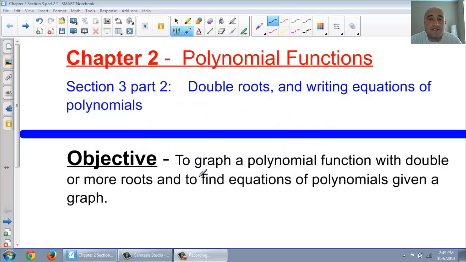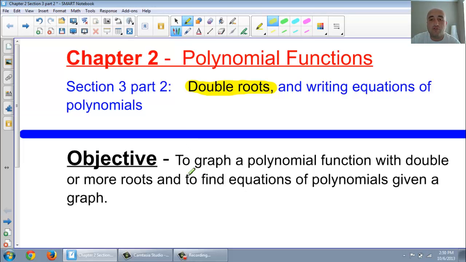All right, welcome to section 3, part 2 of chapter 2. We are still drawing graphs of x cubed and x to the fourth equations. Today, the main difference is that we're going to talk about double roots, which means that a graph crosses twice at a particular x-intercept.